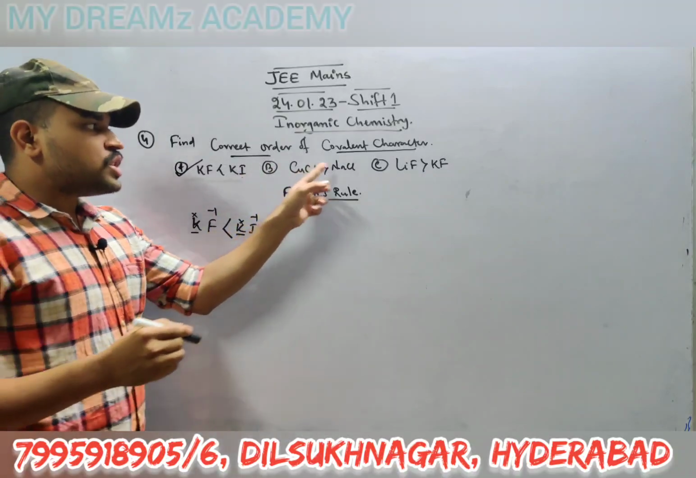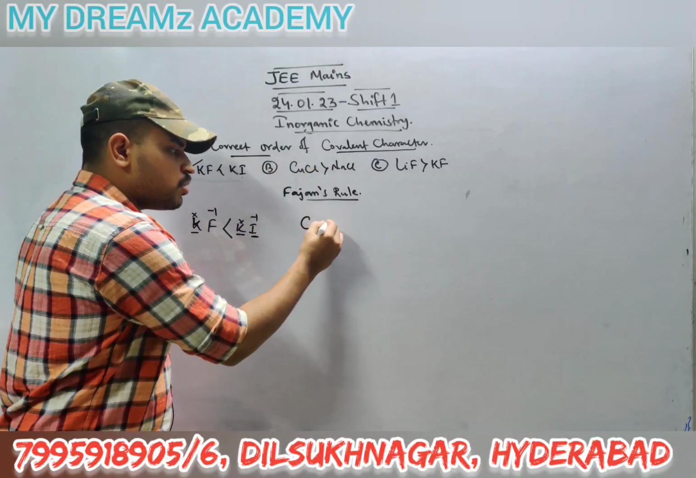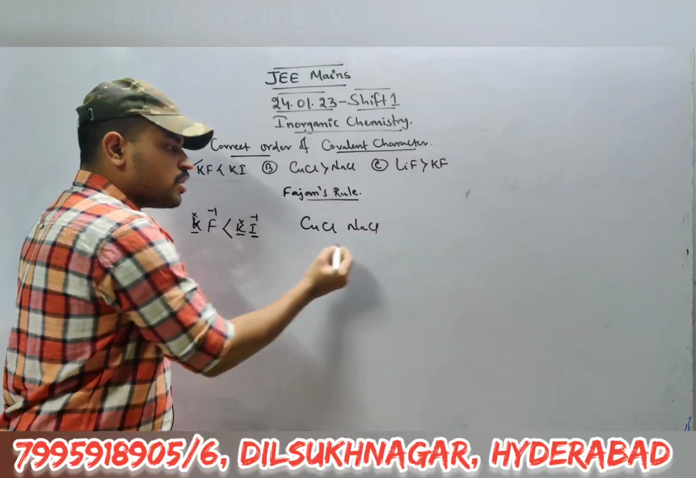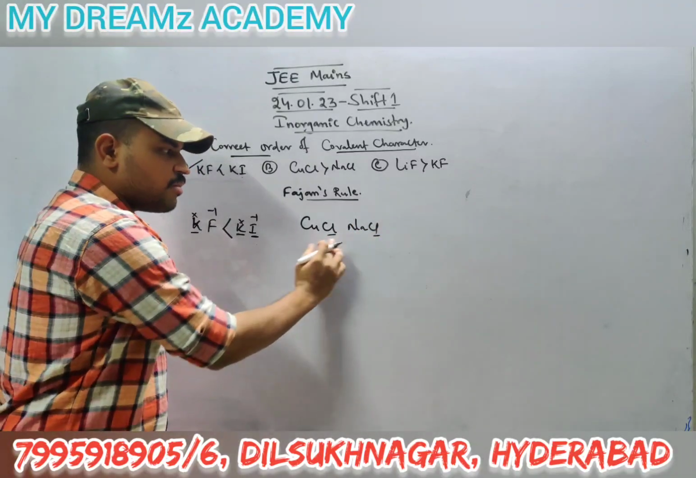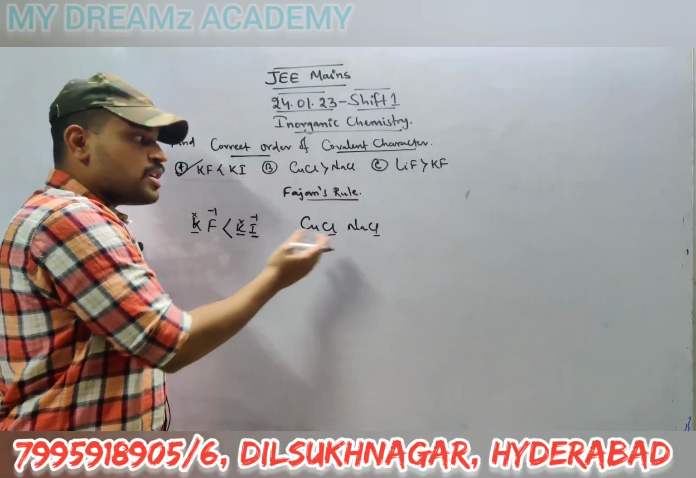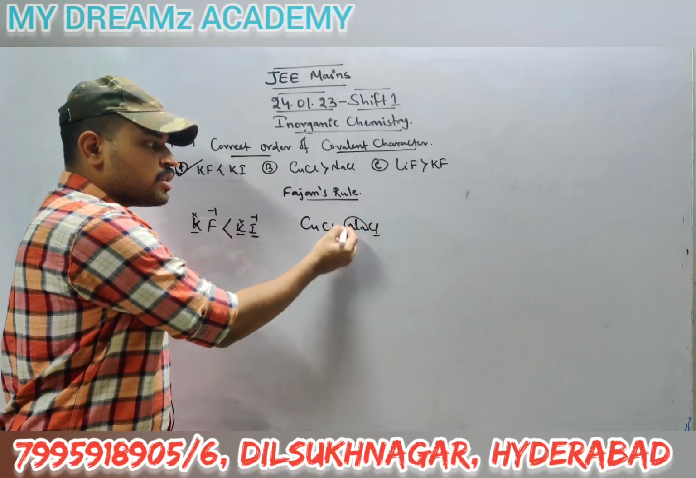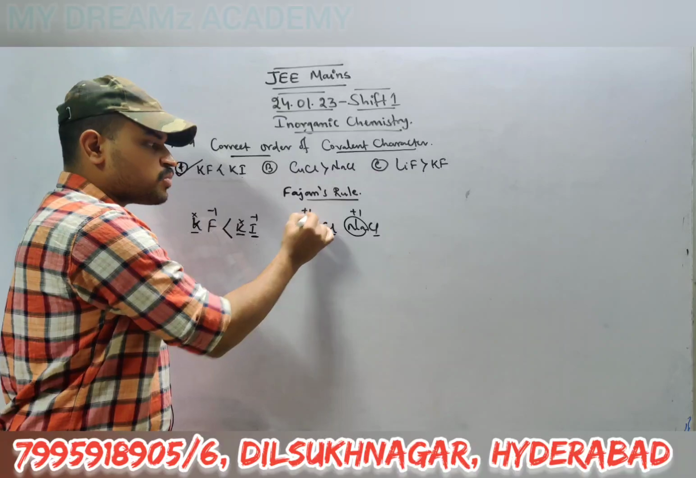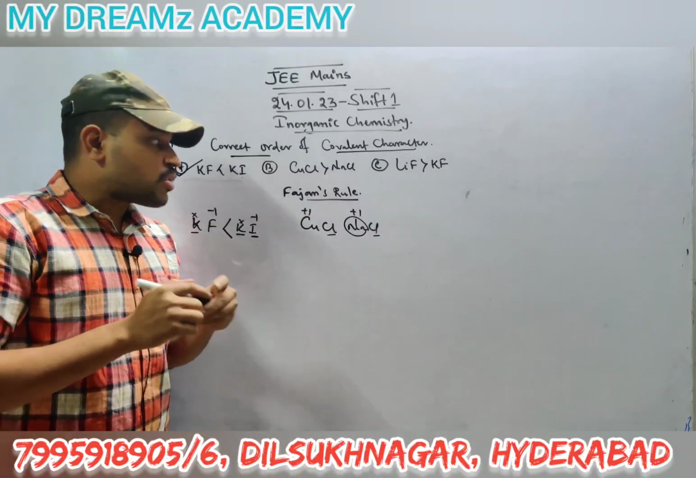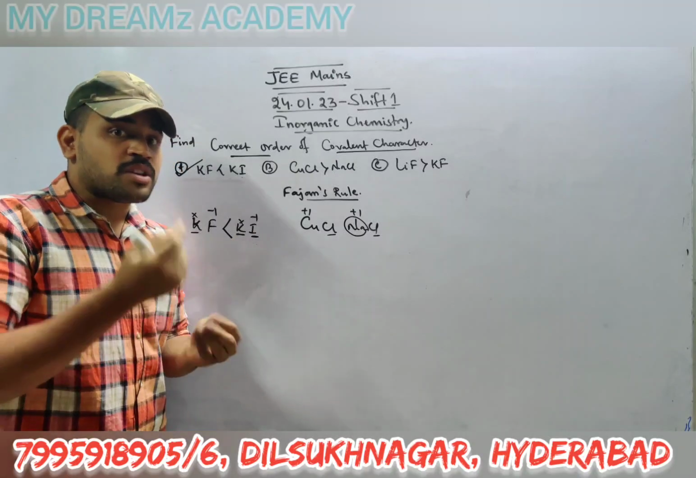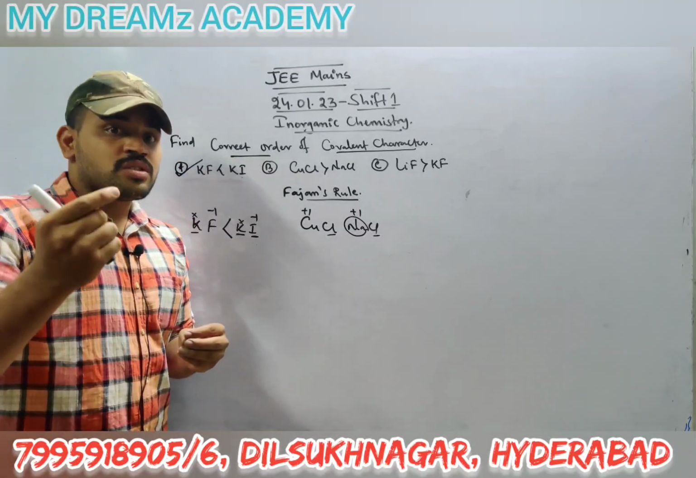Similarly, we can see CuCl and NaCl. Both have the same anions. Now we have to see the cations. The charges are also the same, +1 and +1. But what you have to see is the electronic configuration. Here we don't see the size of the cation, but we see the electronic configuration.